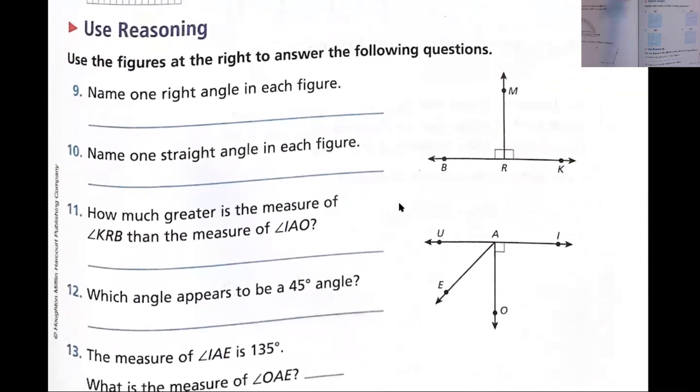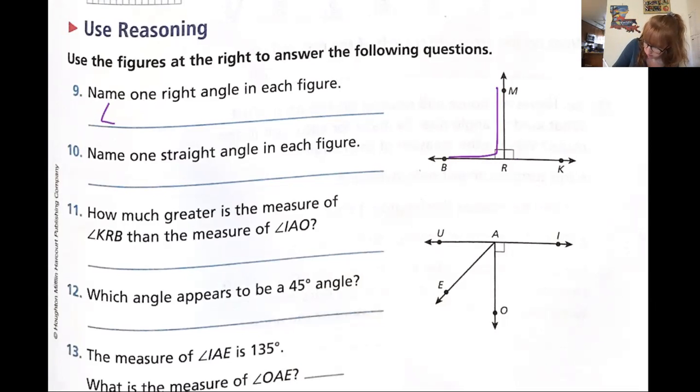Now, looking at 9, we want to know the right angles. So if we're looking at the right angles, we're going to be finding where we have these little boxes here. Okay, so these boxes should tell us without needing to use a protractor where our right angles are. So one of the 2 right angles would be angle MRB. And remember, we're careful to include that angle sign. Or the other one would be angle MRK.